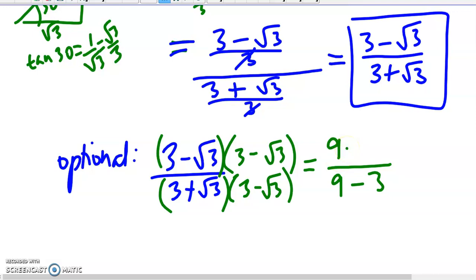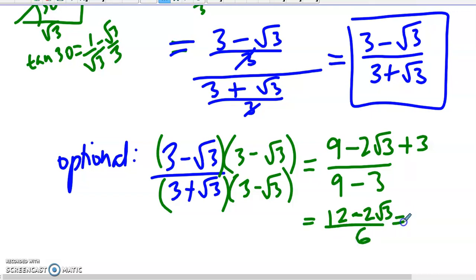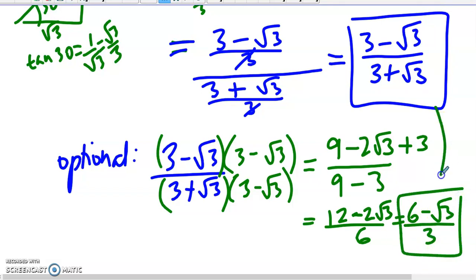And negative 2. This is a perfect square trinomial. And then square root of 3 times square root of 3 is just 3. And then that's positive 3. Okay, so I've got 12 minus 2 square root of 3 over 6, and I can simplify that to be 6 minus square root of 3 over 3. So not too much different. Either one of those is fine. It's totally optional, that step, except the first answer is correct also.